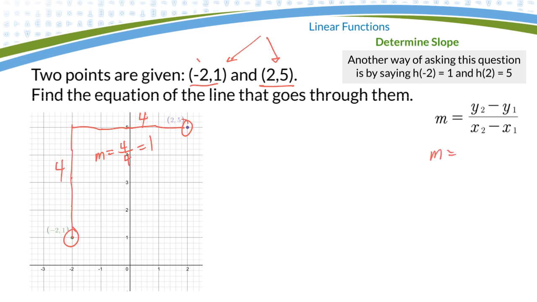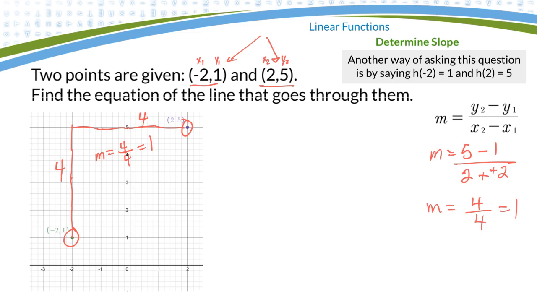So let's have this x1, y1, x2, y2. So y2 is 5 minus y1 is 1, over x2 is 2 minus x1 is negative 2. Make sure you don't mess up on those signs. 5 take 1 is 4. 2 minus a negative, those would cancel, to be positive is 4. We get the same thing. Okay, so either way is fine.